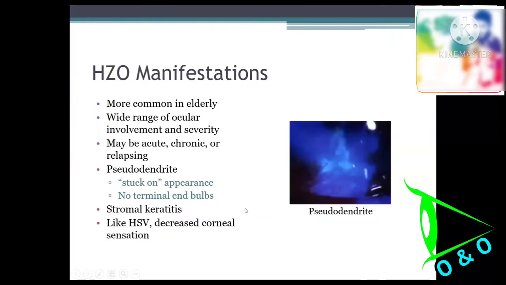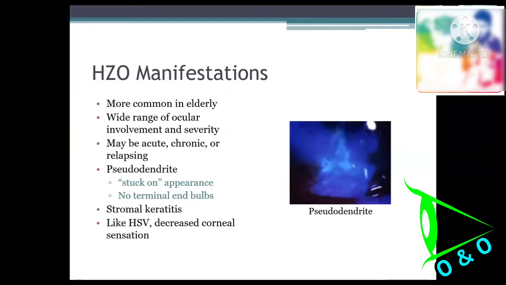Zoster manifestations are going to be more common in the elderly, but nowadays we're seeing this in plenty of younger patients, so it's not just something that we'll see in older patients. A very wide range of ocular involvement and severity. It could be in the anterior segment, it could be the posterior segment, it can be both. It can be acute, chronic, or relapsing.